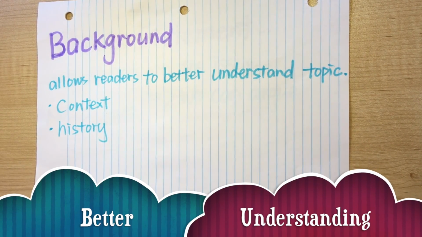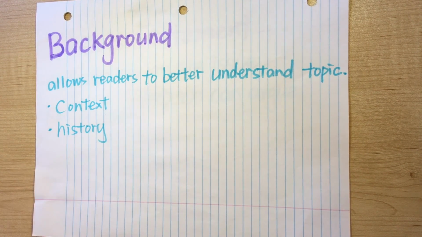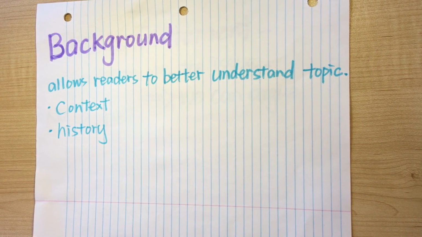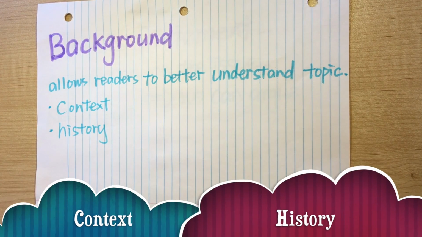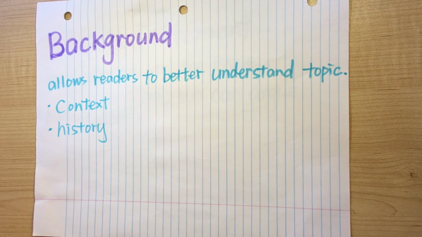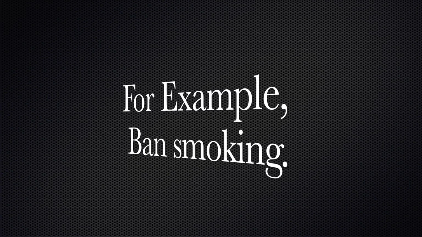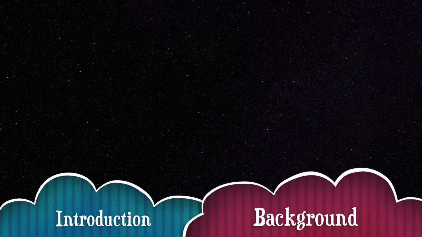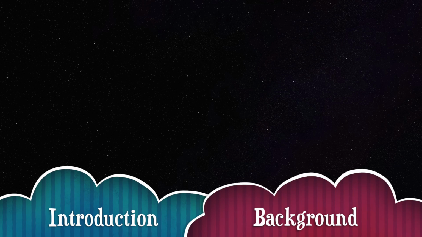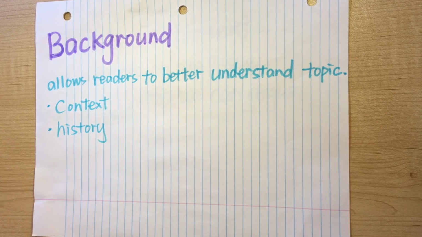Writing a background can help readers to understand our topic better. Background provides information on the issue that is presented. Context and history could be the resources of the background to explain and argue our points. For example, if you are arguing that the government in China should ban smoking in public, your introduction could include a background about, on average, how many people died because of smoking each year in China.